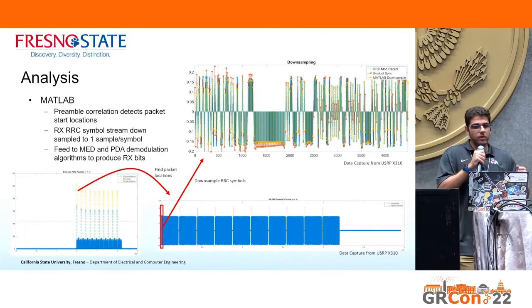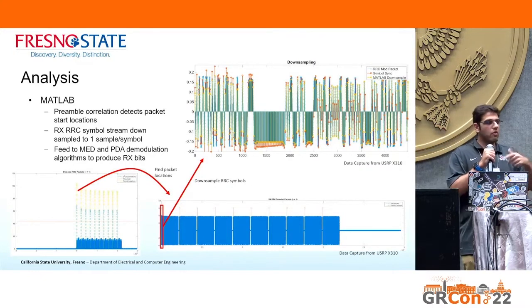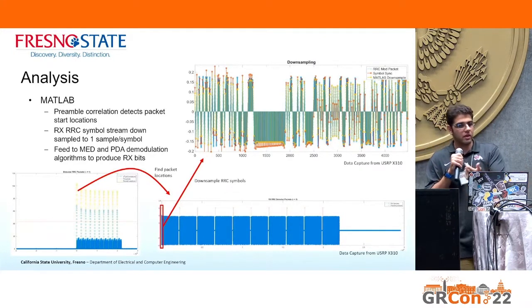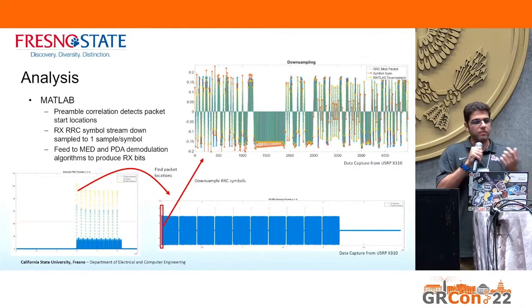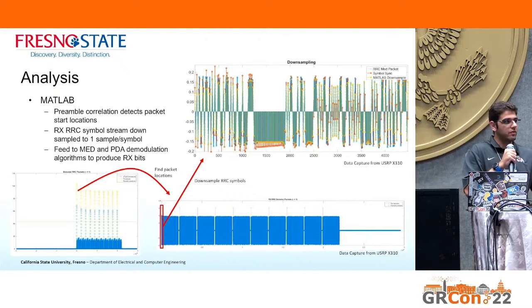MATLAB was used for some of the analysis, and all we do there is some correlation to detect the preamble and detect the individual packets, and then downsample and feed that to the PDA algorithm and also the minimum Euclidean distance detector.